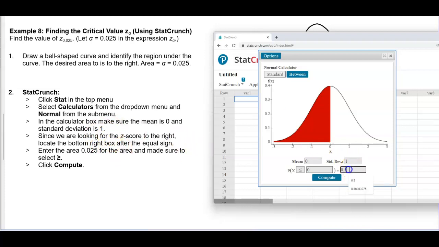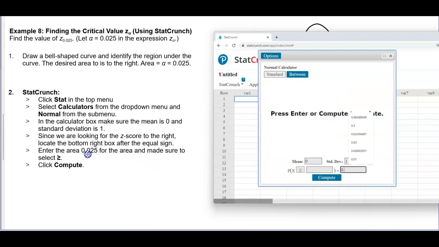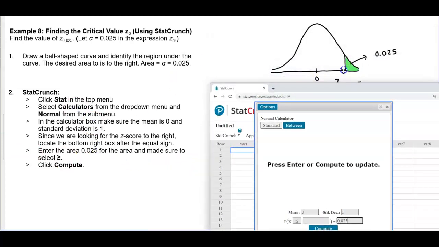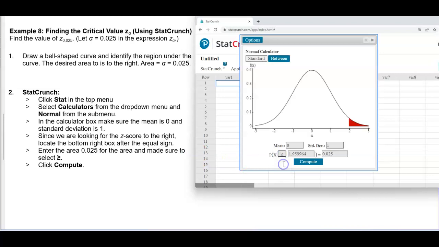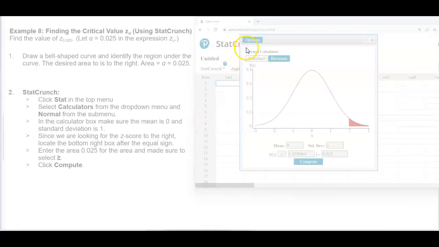So we want to make sure that we're first going to enter in the area, which is 0.025. Now, we want to make sure that we're looking for the area that's to the right. And so in order to do that, we need to change our inequality symbol to represent the greater than. So if you notice, it gives you that value. So selecting compute gives us that.